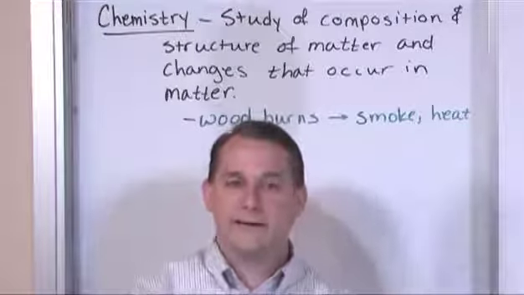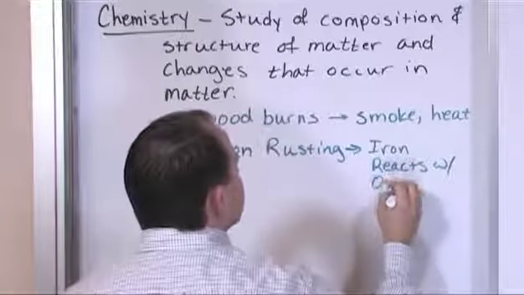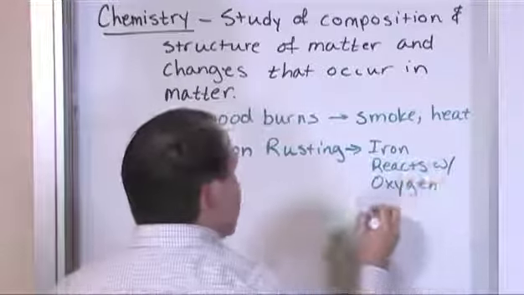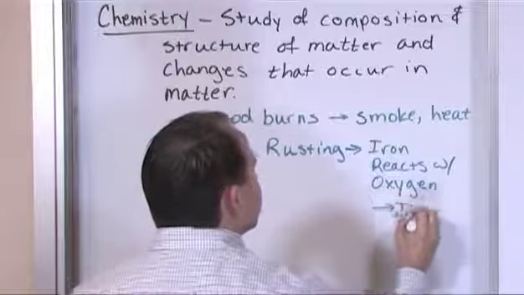What else do we have? Something maybe you may or may not have thought of as a chemical reaction. What if we take iron and we watch it rust? Well, what happens here is the iron reacts with the oxygen, and what we get out of that is iron oxide.